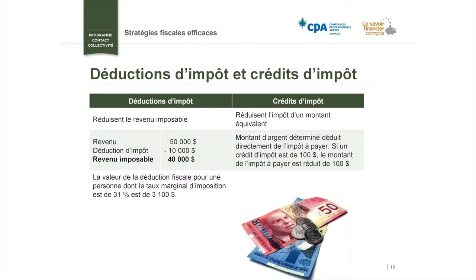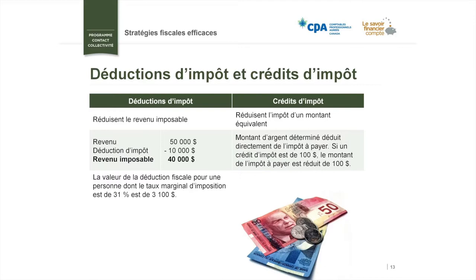So if you have a tax deduction of $10,000, whatever your tax rate is, that's the value of the tax deduction. For example, persons with a marginal tax rate of 31% would get the benefit of $3,100 on a tax deduction. That's different than a tax credit, because a tax credit is a dollar for dollar reduction of your actual tax liability. So you're not multiplying your tax rate against the deduction. The credit actually reduces dollar for dollar your tax liability. So when you're trying to compare deductions to credits, you want to make sure that you're comparing them the appropriate way.